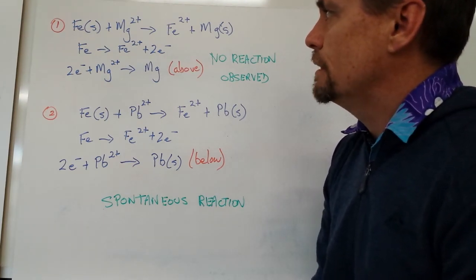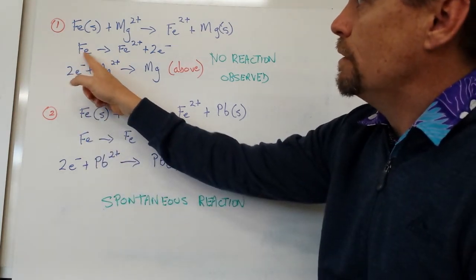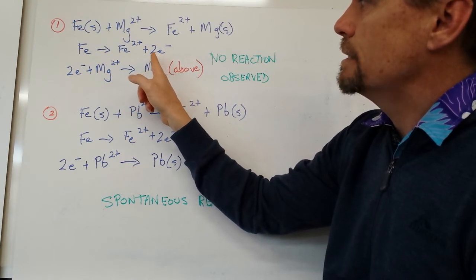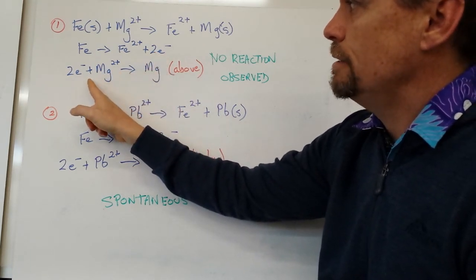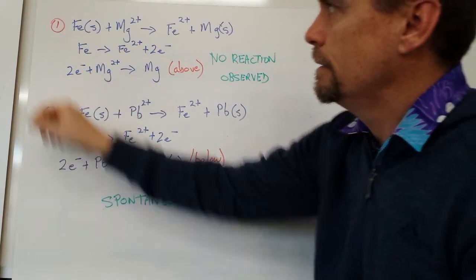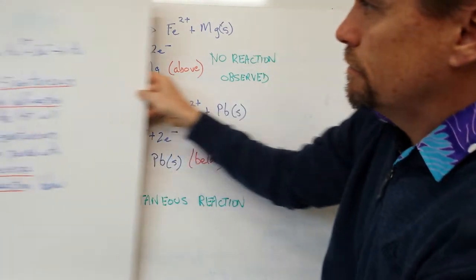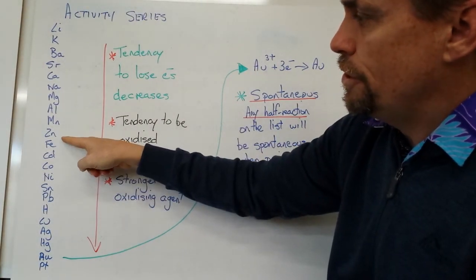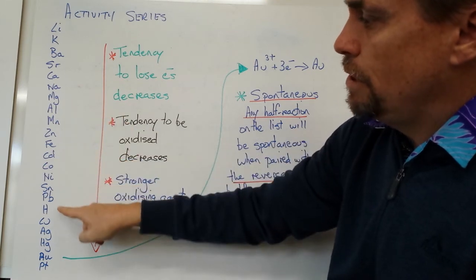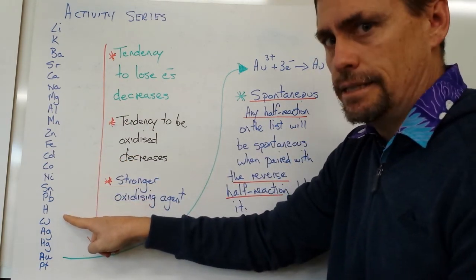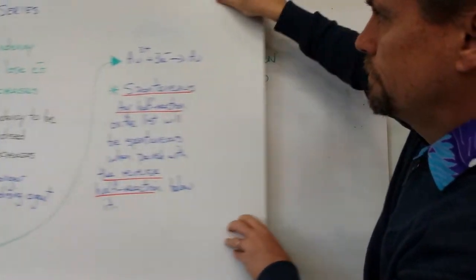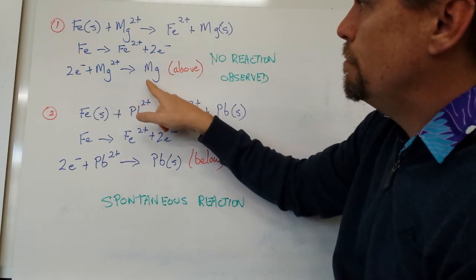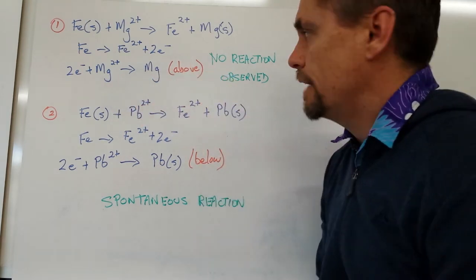So we said from our previous slide that if we've got this oxidation process, iron to iron 2+ to give up 2 electrons, we must pair the reverse reaction and it must sit below the iron. So we have iron. For it to occur, the magnesium must sit below the iron. In this case, it doesn't. And that's why, because the magnesium's above, we don't observe any reaction.